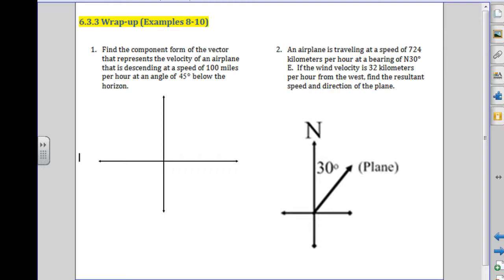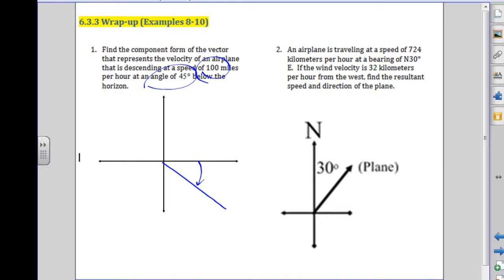All right, go ahead and try the wrap up for examples 8 and 10 in your notes now. So number 1, you're asked to find the component form of the vector. I see the magnitude of this vector is 100, and it's an angle of 45 degrees below the horizon. So if that's 45 degrees, think really carefully about choosing the appropriate theta.